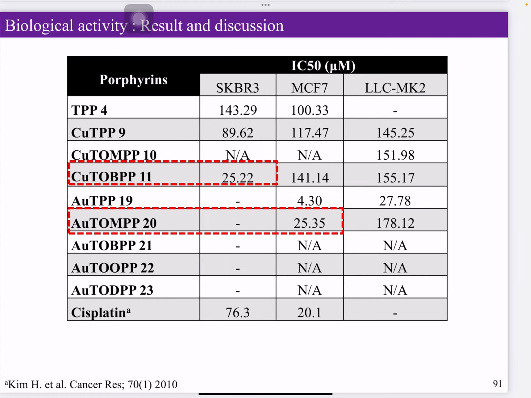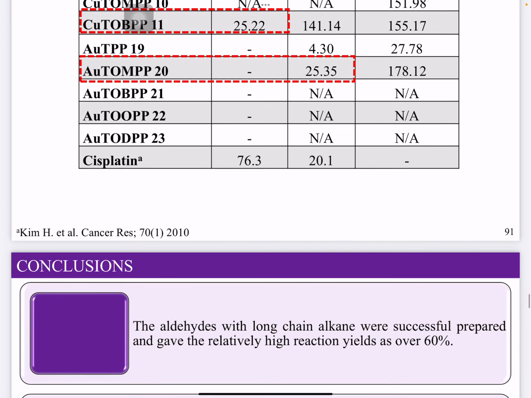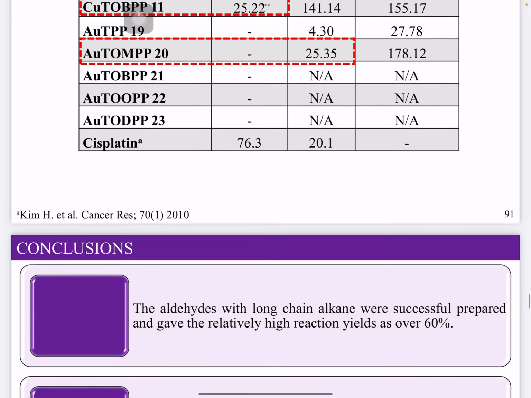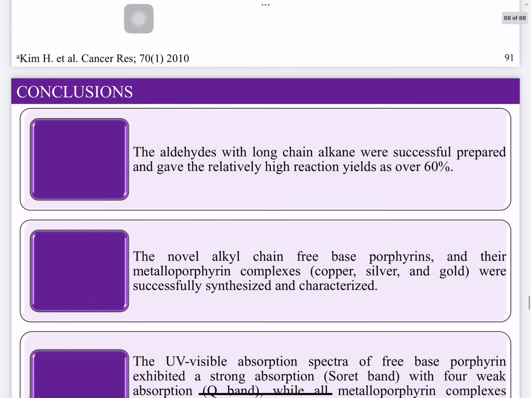Okay, so that is the information that we can apply to all of the porphyrins that we prepared for antibacterial and also anti-cancer uses, especially copper TOBPP. For the SKBR3 the IC50 is 25.22 micromolar, and gold TOMPP shows a very low 25.35, close to the cisplatin based on our experiment.